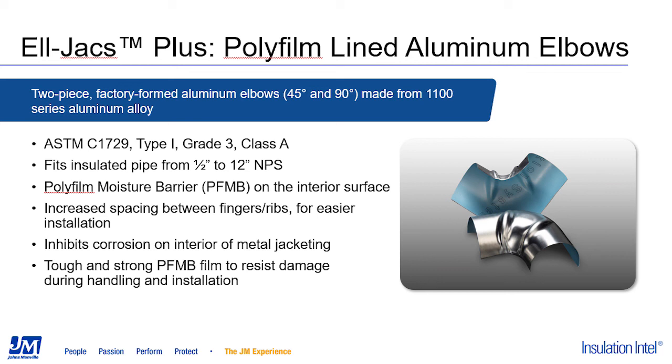The elbows from other jacketing companies only have a painted moisture barrier, which does not offer the superior corrosion protection provided by polyfilm. The polyfilm in the LJAX Plus matches the performance of the adjacent jacketing on the straight pipe, which should also have polyfilm moisture barrier. JM's LJAX Plus are compliant with the relevant ASTM standards and are made to fit on pipe elbows from 1/2 to 12-inch nominal pipe size. They are also designed to have increased spacing between the ribs and fingers for easier installation of banding in cold applications. That's the end of this portion of the webinar.